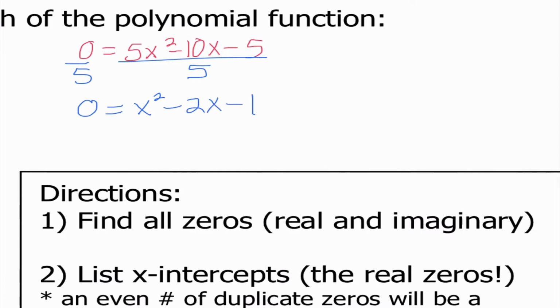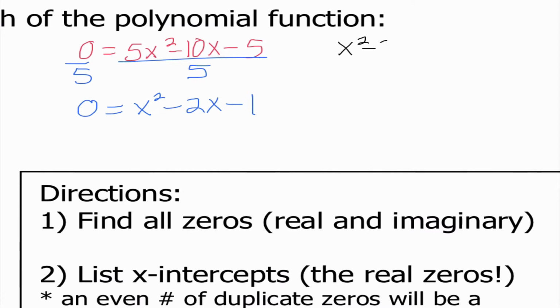And at this point, it's really open-ended. I always look to see if I can factor first, but in this case, I don't know of any factors of negative 1 that add up to be negative 2. So I know that this is not factorable. So we're going to have to solve it using either the quadratic formula or completing the square. I actually would prefer completing the square in a problem like this, but remember, whatever you do is fine.